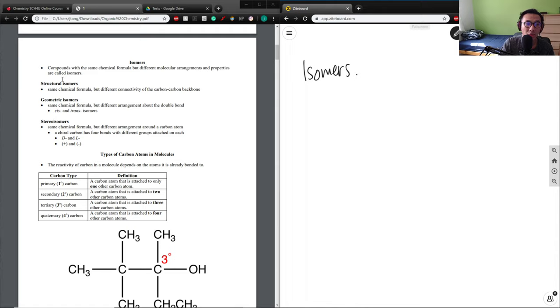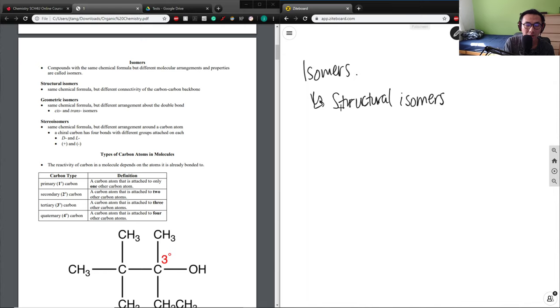We have structural isomers, and I'll break this down for you. Structural isomers have the same chemical formula but different connectivity of the carbon backbone. And how do I prove that? Let me show you an example of structural isomers.